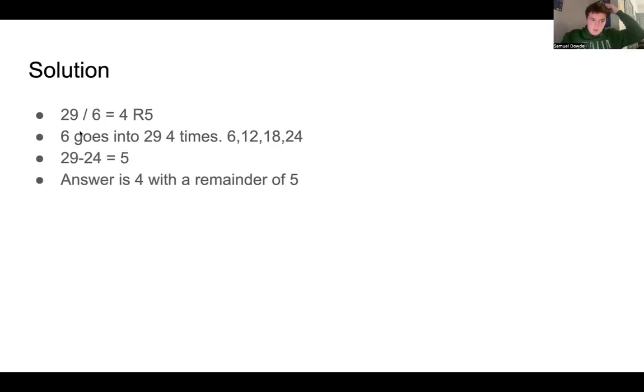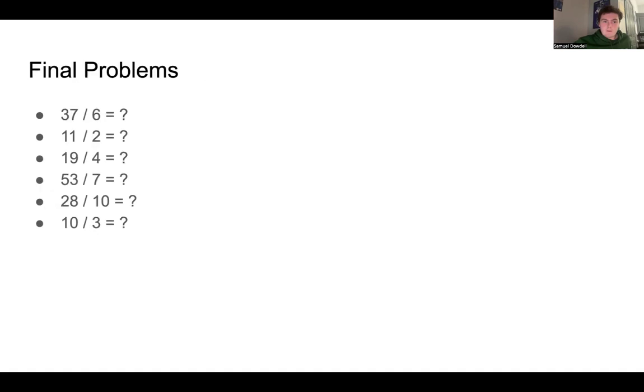So solution, 29 divided by 6 is 4, remainder 5. 6 goes into 29 4 times: 6, 12, 18, 24. And then you could do 29 minus 24 to get your remainder there, which is 5. So our answer is 4 with a remainder of 5.